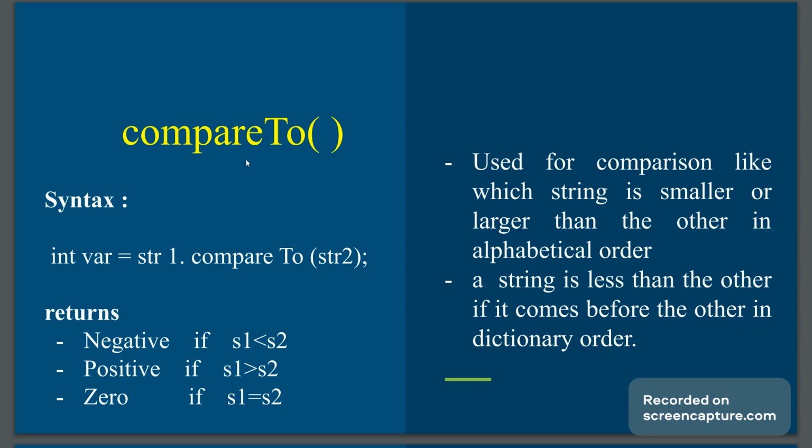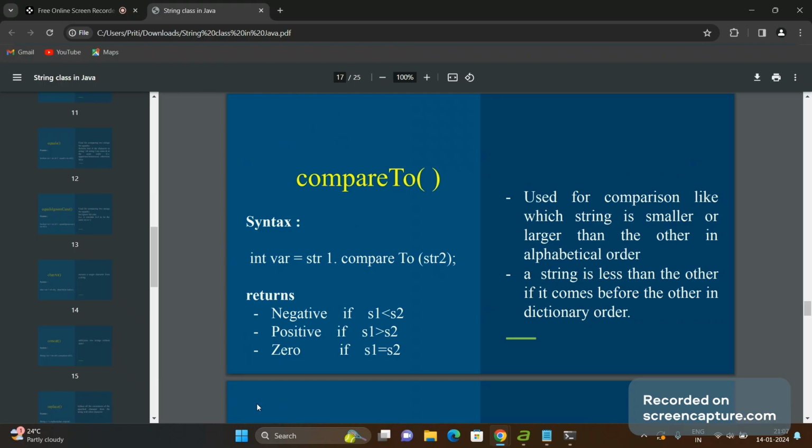So there is one function, the compareTo function, which is used to check which string is smaller or larger or equal to the other one. Syntax is string object 1 dot compareTo, with capital T, and string object 2 in bracket. Now this function returns one integer variable. Now how can we pass a judgment that strings are equal or which string is smallest or largest? This integer output will have three possible values. It may return any negative value if the first string is smaller than the second. It may return a positive value if the first string is greater than the second. It will return 0 if both strings are equal.